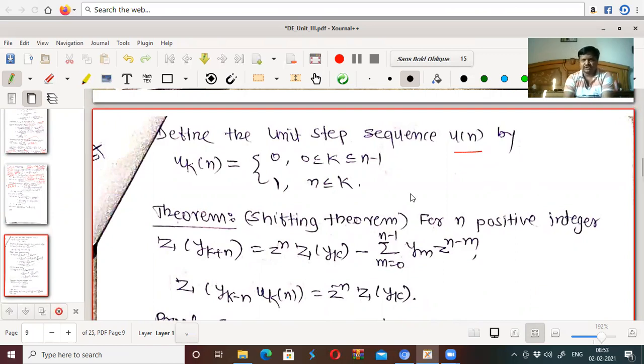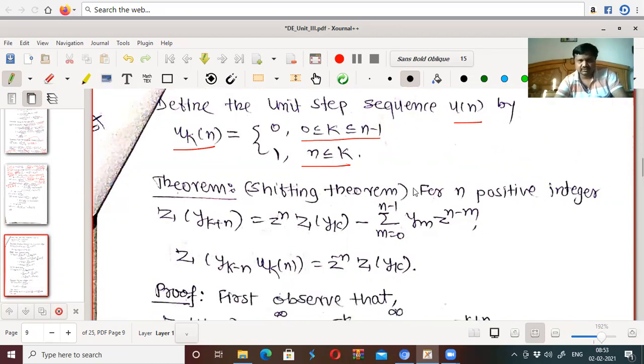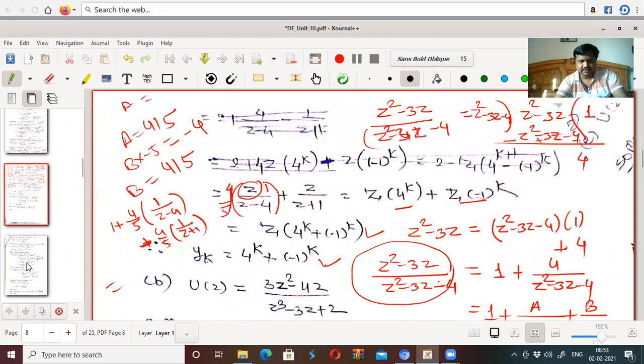You know the unit step function. We will define here now the unit step sequence. Uk of n equals 0 for 0 less than or equal to k less than or equal to n minus 1, and uk of n equals 1 for n less than or equal to k. Now what is the meaning of this one?